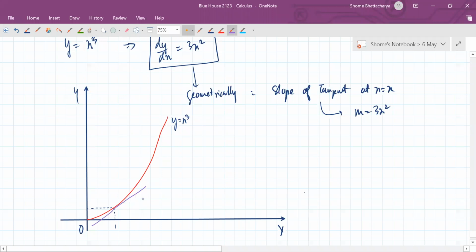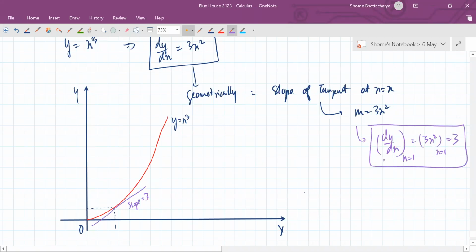So this should have a slope equal to 3, because at x equal to 1, we'll have a value of 3. So this is telling me that the slope of the tangent at the specific point x equal to 1 is equal to 3. But now compare that with the slope at another point.